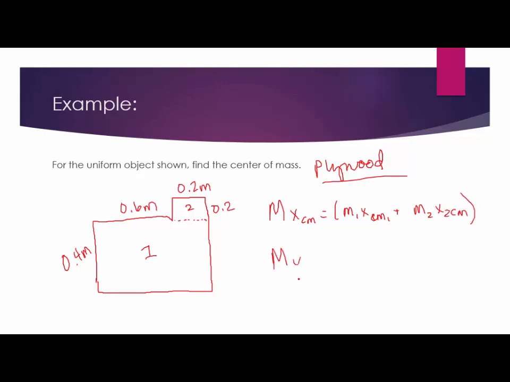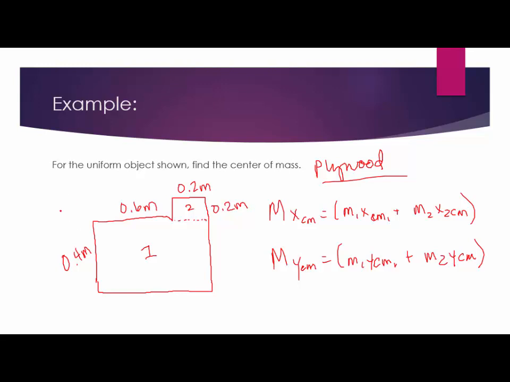And then in the y direction, because we don't have a three-dimensional object, we have a two-dimensional object, right? So we have this m1 y center of mass plus m2 y center of mass. Okay, so one problem is that we don't have any masses for our piece of plywood. All we have are these dimensions.